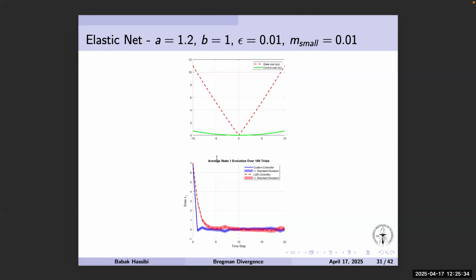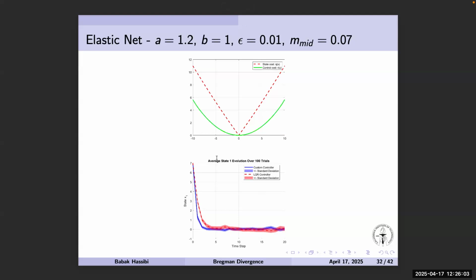The red is the performance of the LQG controller. Again, this is in the presence of noise, which is why I have many plots. I'm drawing them all together. This controller, because it has an absolute value, is pushing things to zero very quickly. It's doing that because I chose a very small m. I'm not putting too much of a penalty on the control. In fact, it pushes things down to zero after one step. So it's a very aggressive controller.